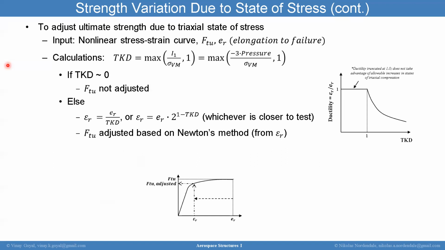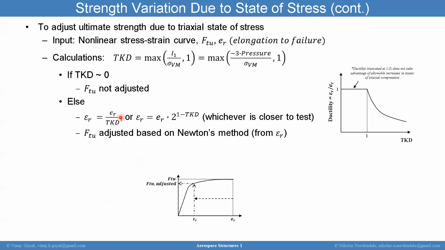Exactly. I outlined here the logic flow of what you would get. Assume you have a nonlinear stress strain curve, FTU, and the elongation to failure. You go to your finite element solver, you get I1 or the pressure, you get von Mises stress, and you say the TKD is the max of either I1 over von Mises stress, or 1. If it's less than 1, you're in a compressive state and you don't want to give credit for compression. We're only trying to focus on tension. If you have a very small knockdown factor, you just leave your stress strain curve alone. However, if you are in a state of heightened triaxial tension, you can calculate your reduced elongation to failure.